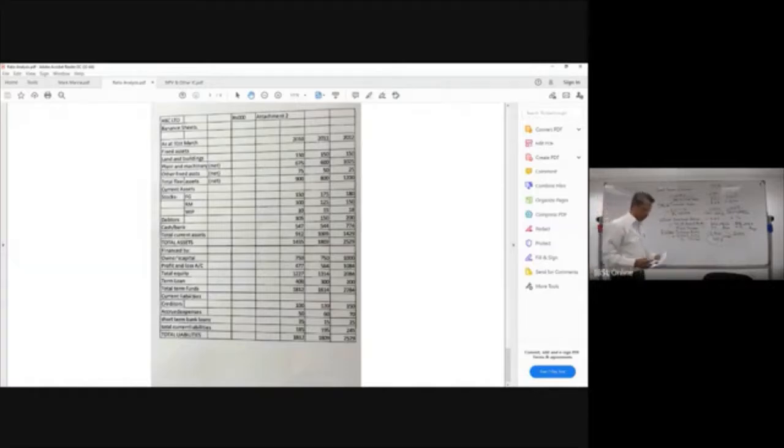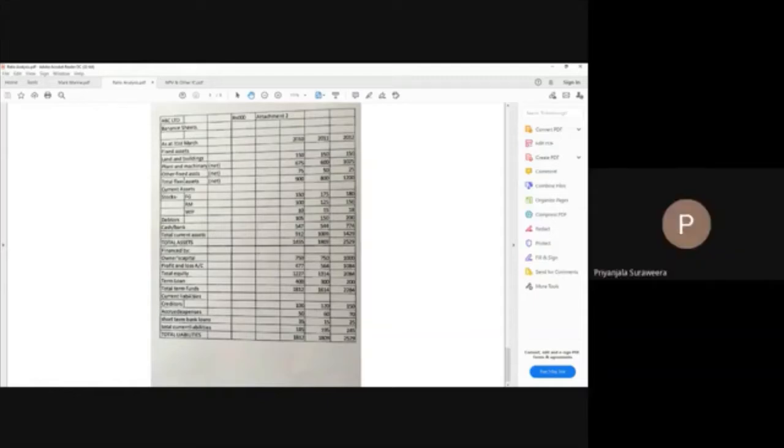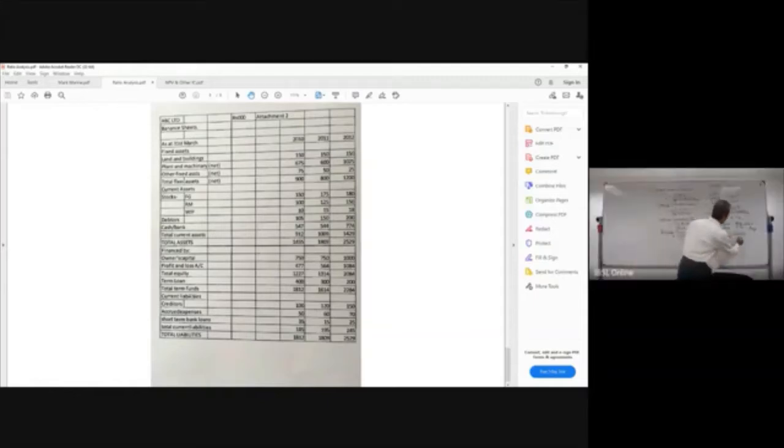Then average debtors in 2012: 150 plus 200 divided by 2, that's 175. We get 18.28.